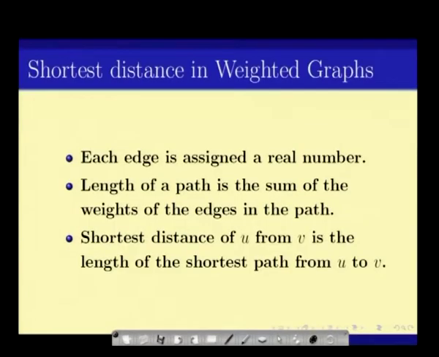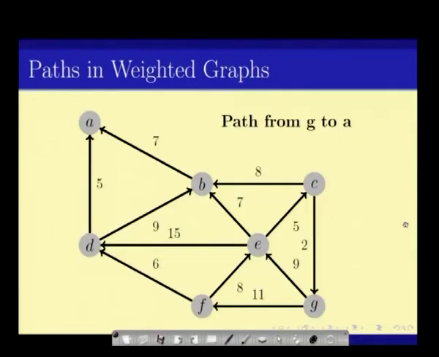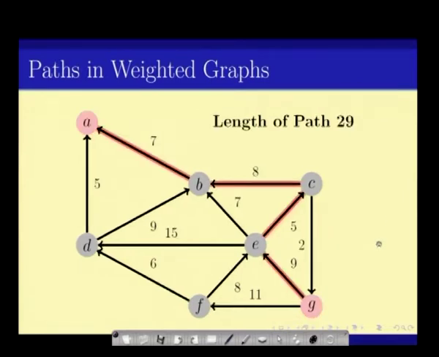So, this is a question that we asked in the last lecture also, and we have seen some algorithms for it. But before that, let us just quickly go over some examples of these paths. Say you have this graph G, a directed weighted graph, and consider the path from G to A. Here is a path from G to A. It is a directed path, meaning you have to go only along the direction of the edges, and note that this path has weight 29.